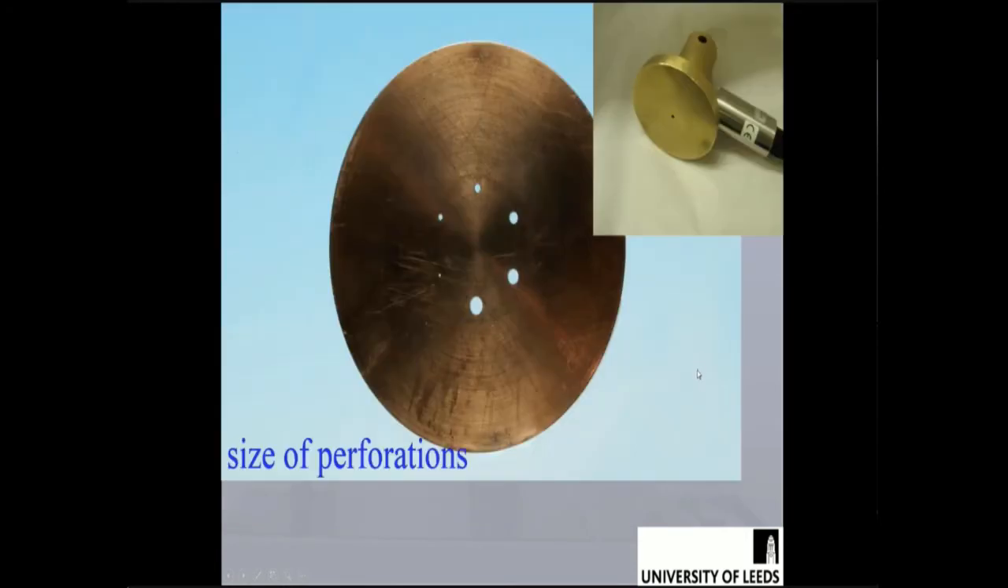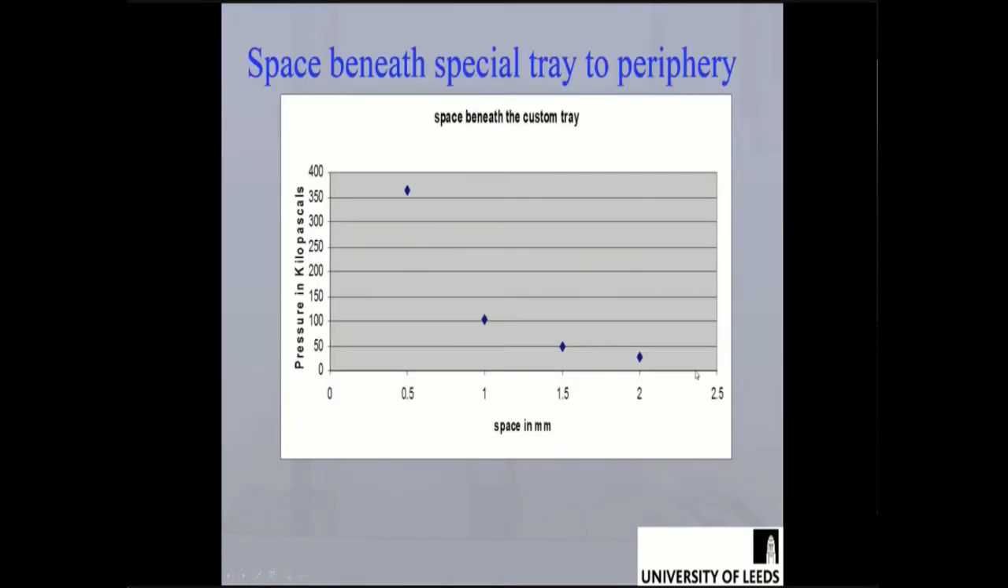The next one, which is quite important actually, is the space beneath the custom tray. And what we have here is a classic shape of pressure which never crosses the x-axis or the y-axis. So if we draw onto here the curve, it never crosses the x or y axis. Let me explain what I mean.